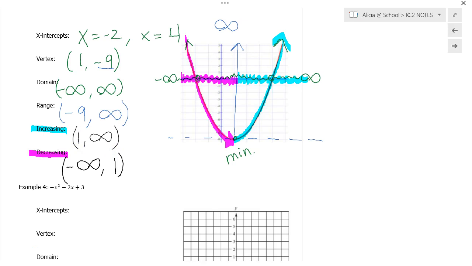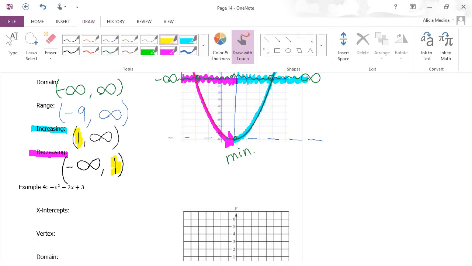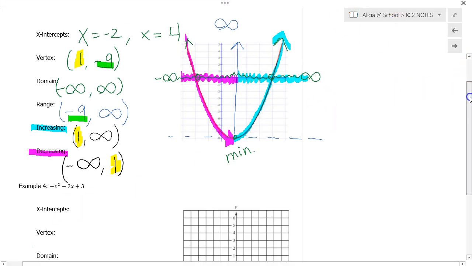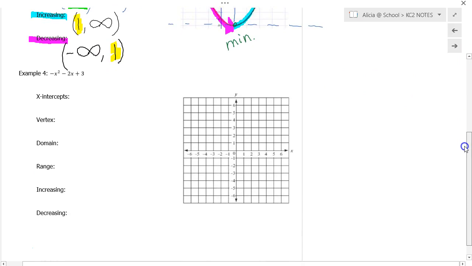Some things to note. Our vertex tells us a lot of things. Our x value for our vertex is the same x value we use for increasing and decreasing. Our y value is the same value that we use in our range when we're telling about how far up and how far down, because our vertex is either the highest point or the lowest point. All right, the next example is going to be where we have to graph and identify all of these steps as well.